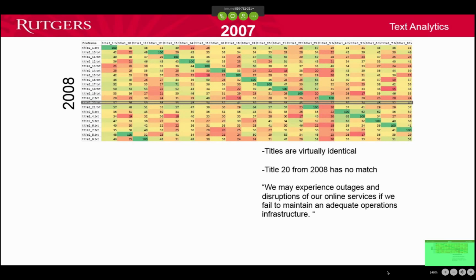And this is the risk: We may experience outages and disruptions of our online services if we fail to maintain an adequate operations infrastructure. All right? So then I go and look at the content of the risk factors, not just the titles, but the actual content.